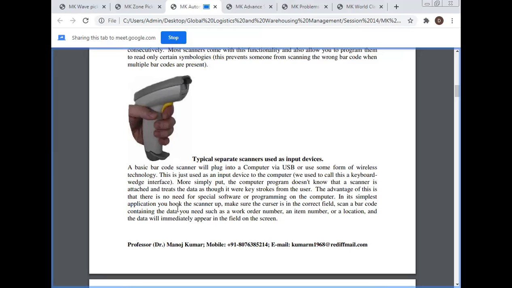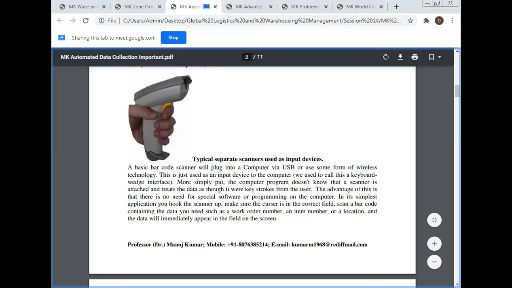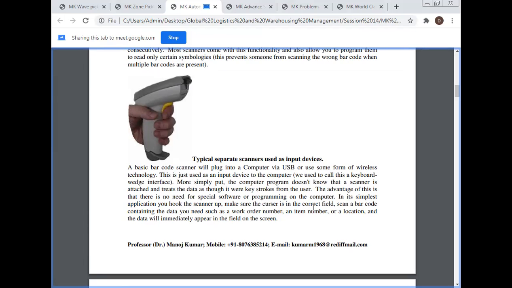More simply put, the computer program does not know what a scanner is and treats the data as though it were keystrokes from the user. The advantage of this is that there is no need for special software or programming on the computer. In its simplest application, you hook the scanner up, make sure the cursor is in the correct field, and scan the barcode containing the data you need, such as a work order number, an item number, or a location, and the data will immediately appear in the field of the screen.